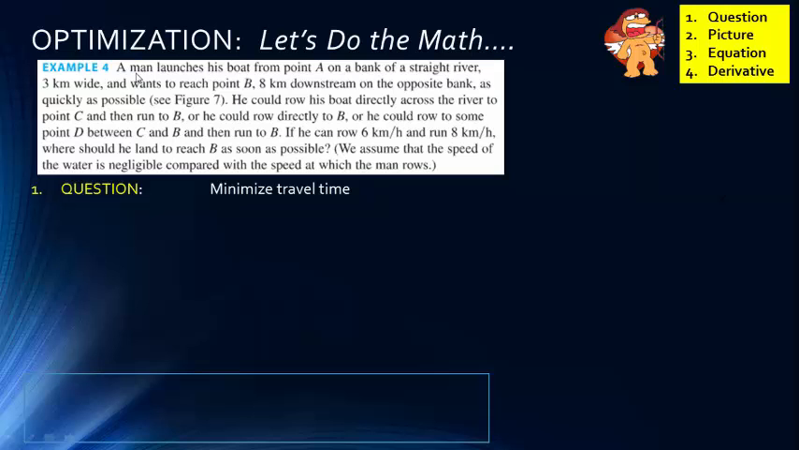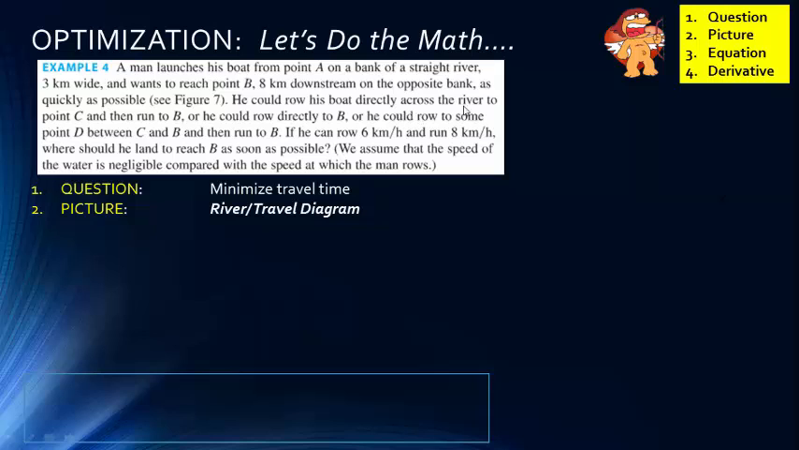Now let's go back. A man launches his boat from point A on the bank of a straight river. So draw a straight river, you know, 2 banks. Put a point A there. The river is 3 kilometers wide. So directly across from A is 3 kilometers. Put a little measure there. And he wants to reach point B 8 kilometers downstream on the opposite side. So if A is on one side and it's 3 across, go down 8 and put point B. You now have 2 measures. You have 3, the width of the river, and 8, the opposite side of the river from A to B.